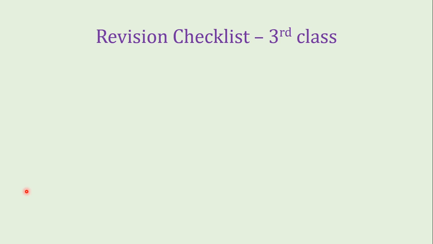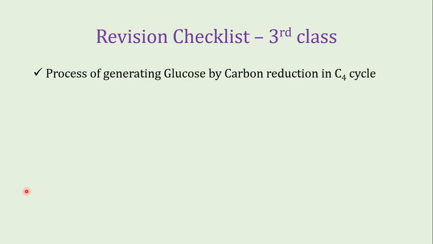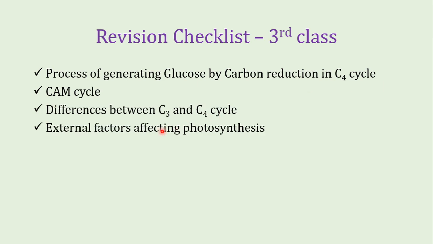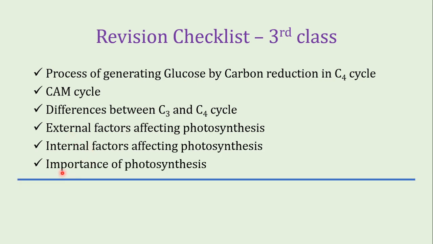So let's revise what we have learned in today's class. We have learned about the C4 cycle to produce glucose that is followed in some plants like maize or sugarcane. We have also understood the CAM cycle to produce glucose that is followed in aloe vera, cactus, and pineapple plants. We have also understood the differences between the C3 cycle and C4 cycle, and we have discussed the external and internal factors affecting photosynthesis and the importance of the photosynthesis reaction.